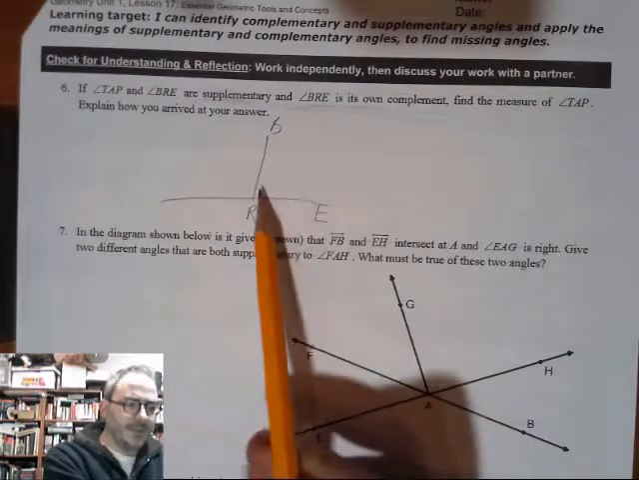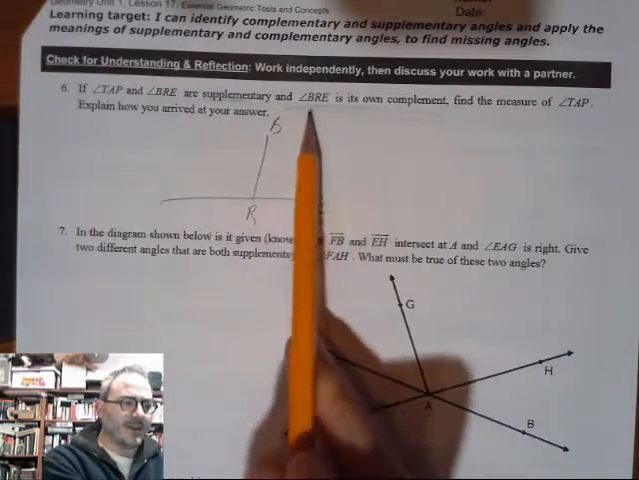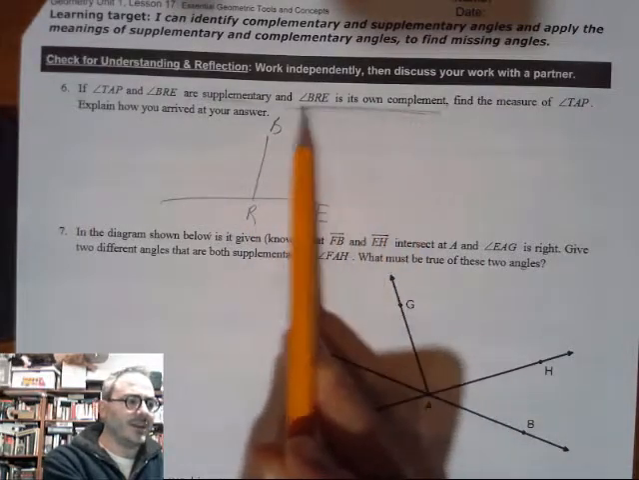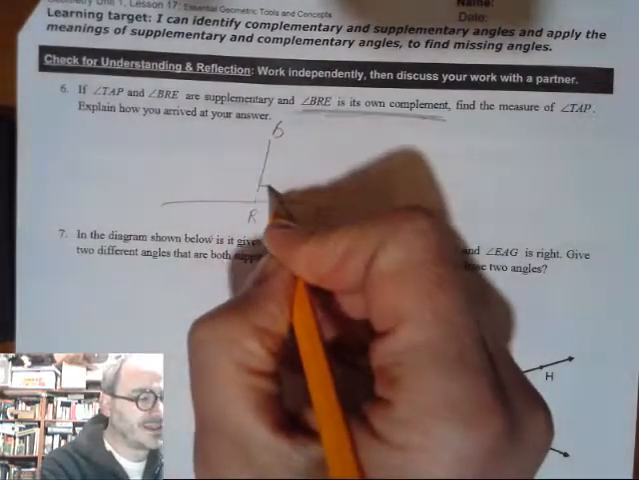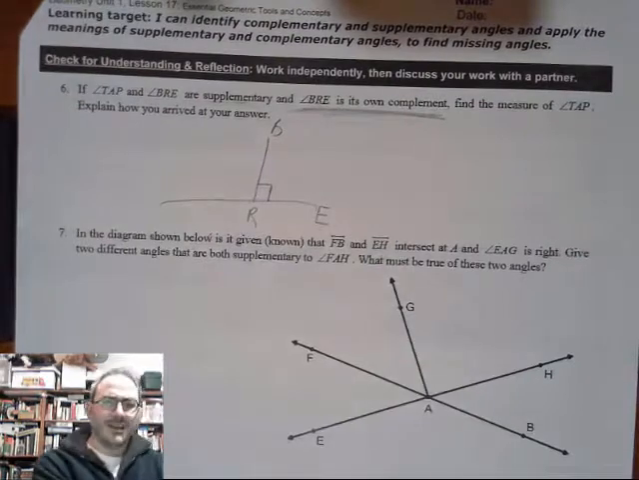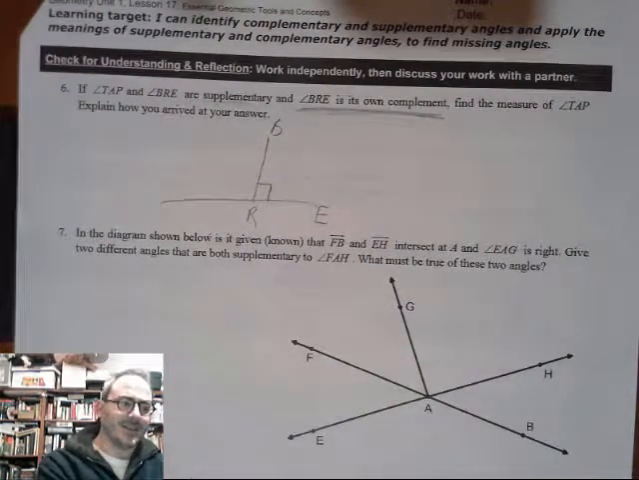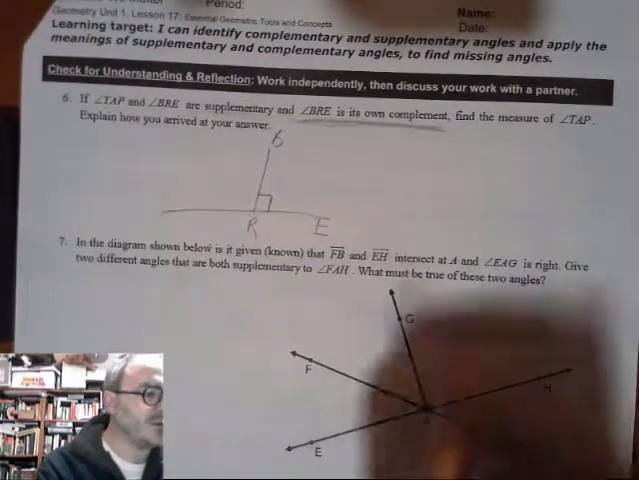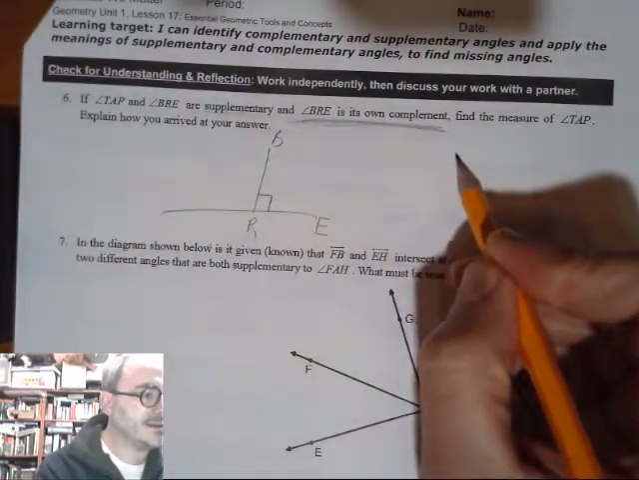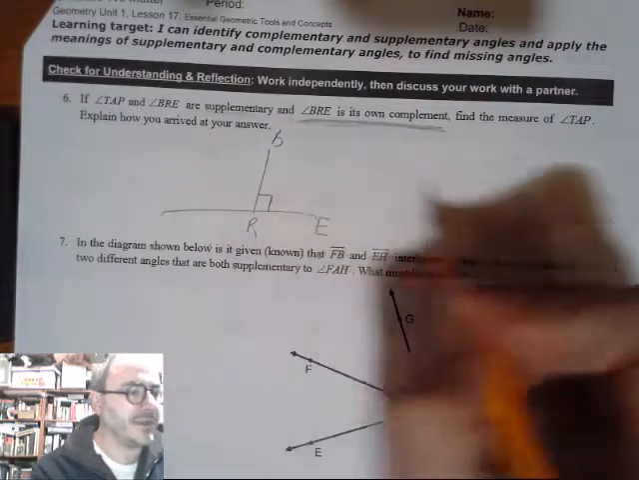Why did I make the diagram like this right off the bat? Because this was interesting. BRE is its own complement, which suggests to me that BRE is already 90 degrees by itself. And I'm told that TAP and BRE are supplementary.